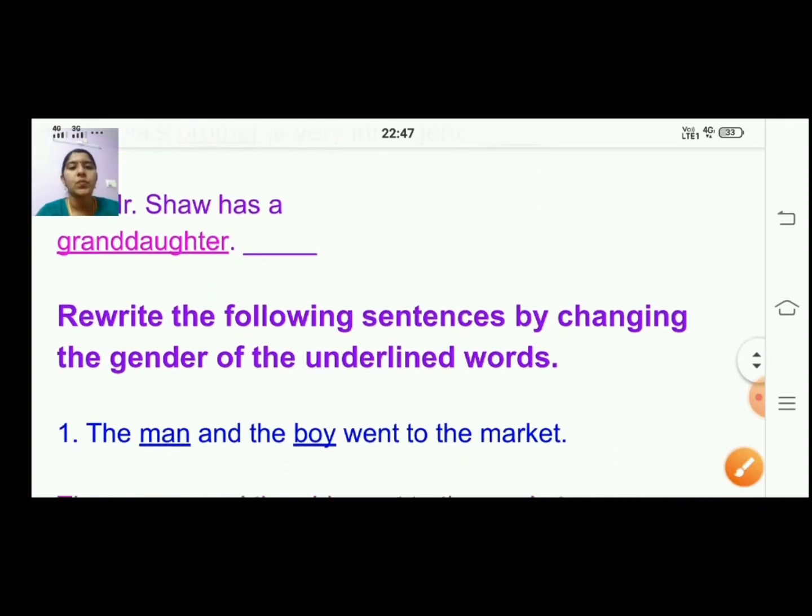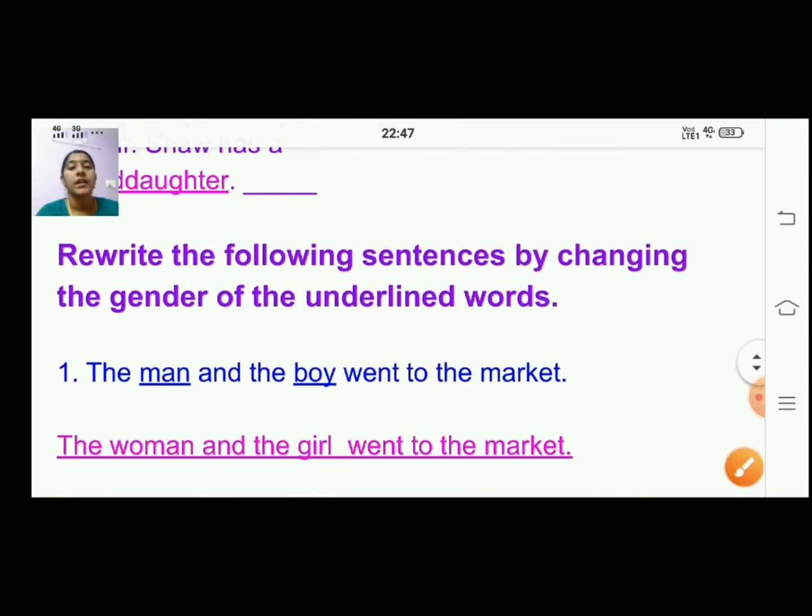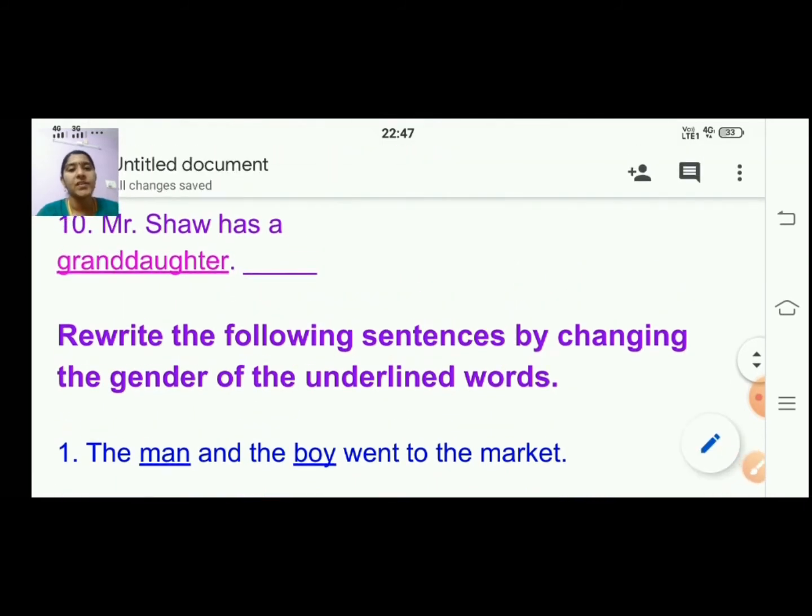Yes, we'll just move on. Here, I just show you like this. Okay. Rewrite the following sentences by changing the gender of the underlined word. So you have the sentence, you will see some words which are underlined. So you are going to change the gender, right? I will explain you one. It will be very easy for you.